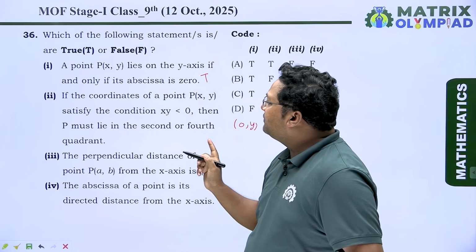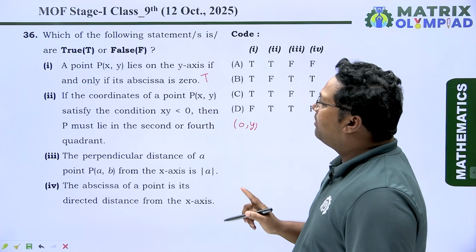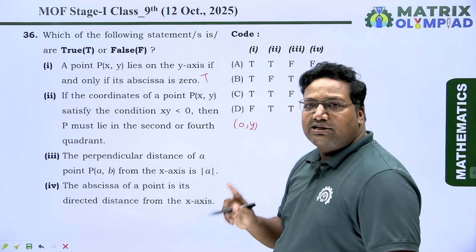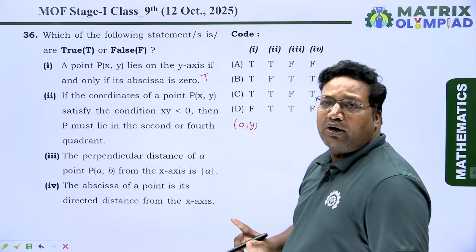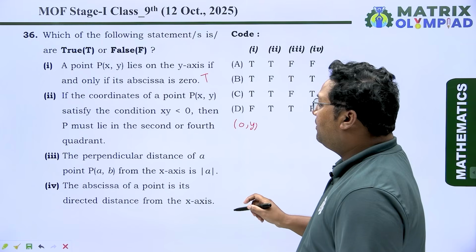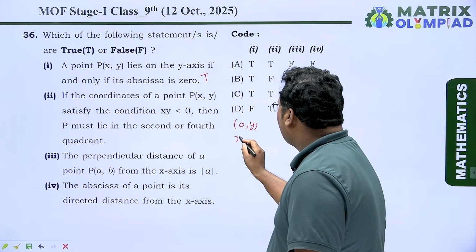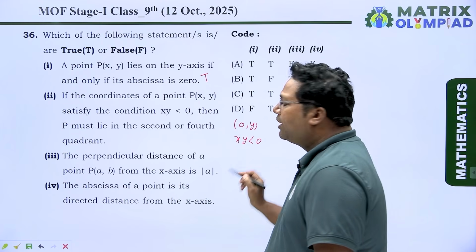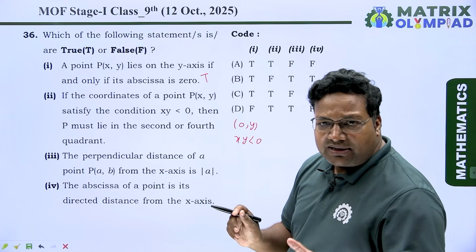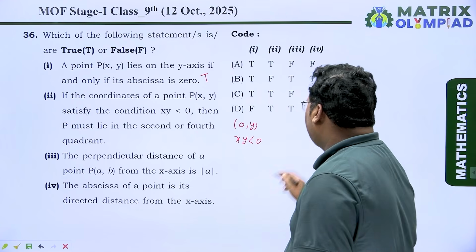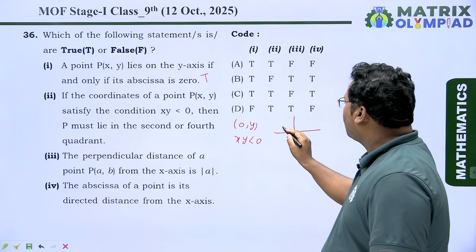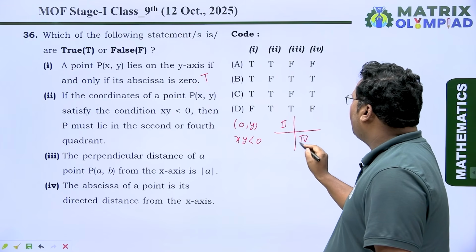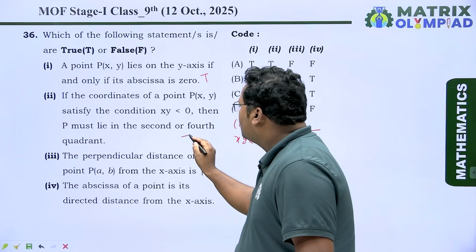Next statement is if the coordinates of a point P(x, y) satisfy the condition xy is less than 0, then P must lie in the second or fourth quadrant. It is also a true statement, because if xy is less than 0, it means the value of x into y is negative, and if the product of x and y is negative, it means it lies in the second quadrant or fourth quadrant. So it is also a true statement.